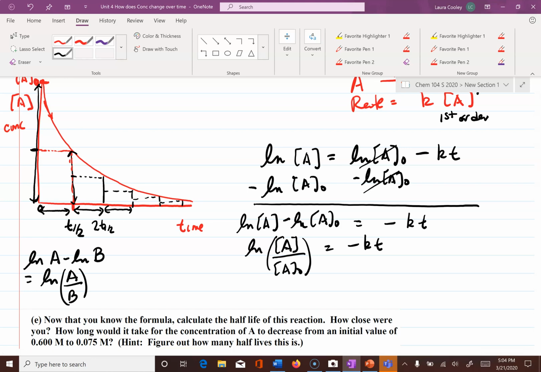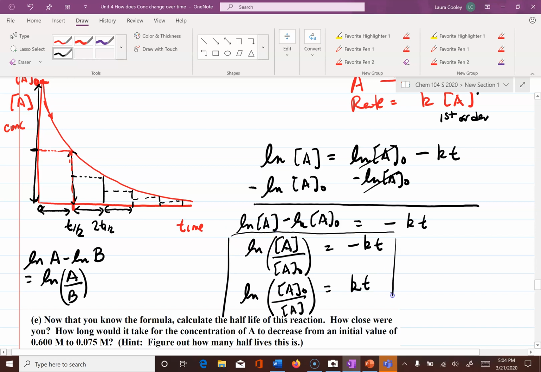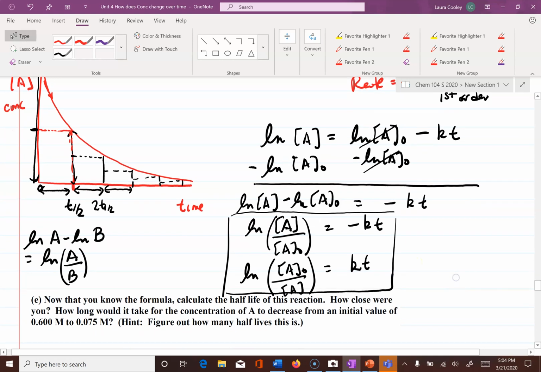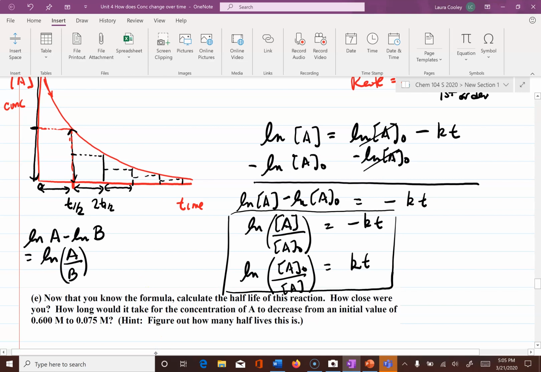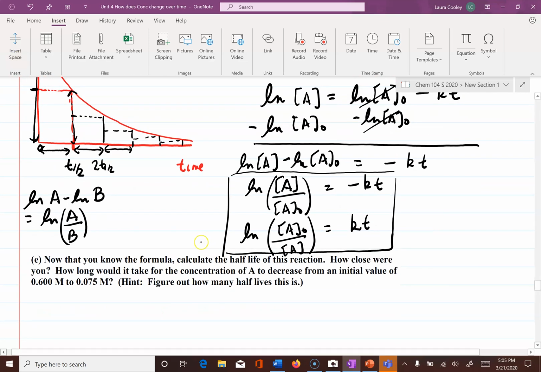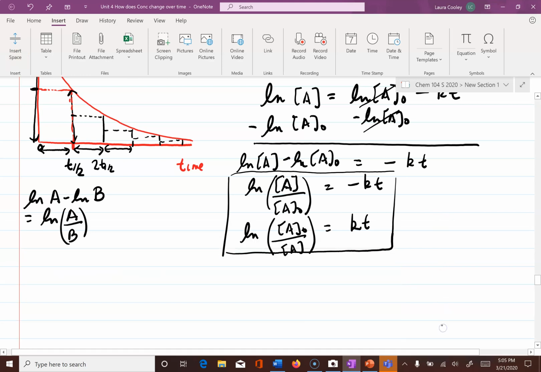You could leave it like that, or you could realize that, with logs, if you reverse the order and make it A0 over A, then you would change the sign. So both of these equations are usable as a starting point for figuring out the half-life. We haven't gotten to that formula yet, so I have to move this section down a little bit. It's not cooperating. I'll try it one more time and see if I can do it. Oh, look at that, it worked.